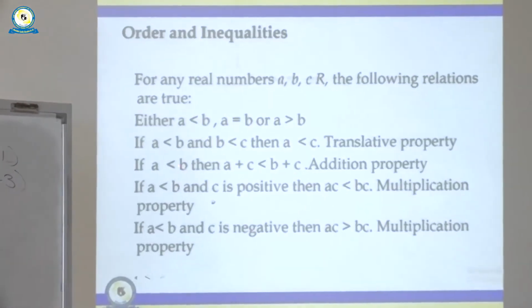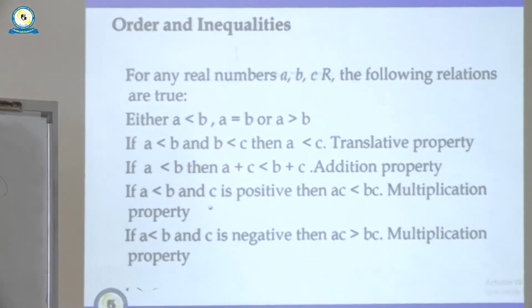If a is less than b, then a plus c is less than b plus c. This is the addition property. If a is less than b and c is positive, then a times c is less than b times c. This is the multiplication property. If a is less than b and c is negative, then a times c is greater than b times c. This is also a multiplication property.